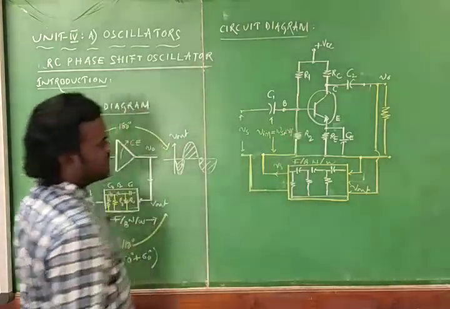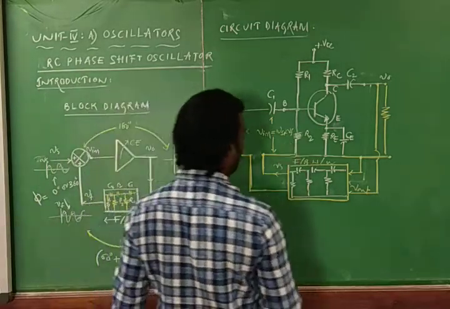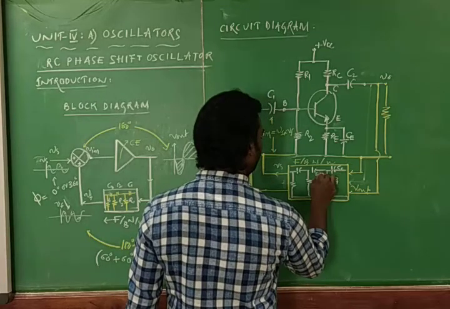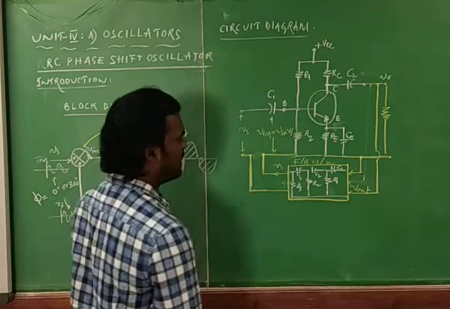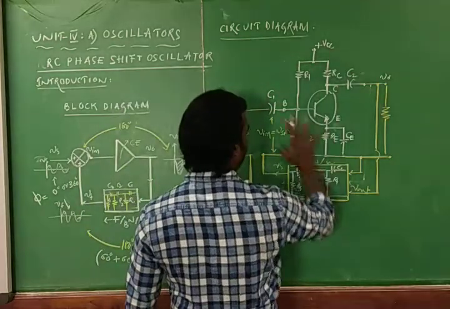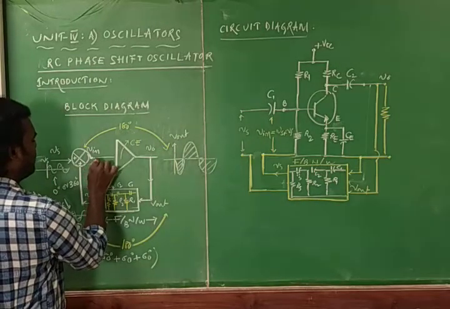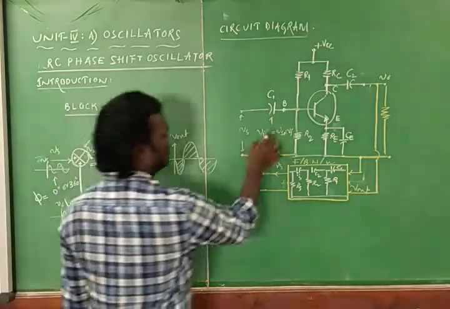This is the circuit diagram of the RC phase shift oscillator. Simply, I have replaced the amplifier section with its circuit diagram. This is C1, this is R1, C2 and R2, and this is C3 and R3, and here this is the amplifier section. This total circuit is an amplifier section, where Vin is equal to Vs plus Vf.